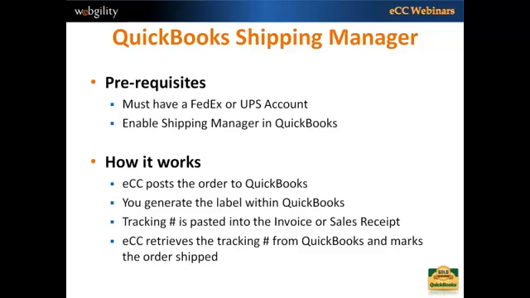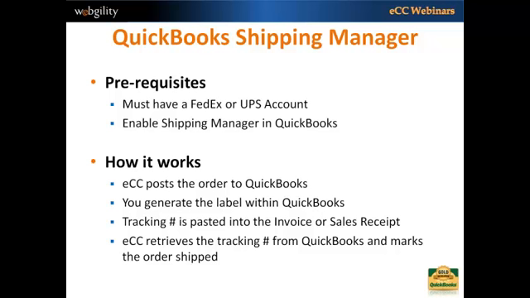So the way that it works, since the shipping is generated from within QuickBooks, the first step is that eCC posts the order into QuickBooks. Now, as the second step, you generate the label from within QuickBooks. Once the label is generated, the tracking number gets pasted into the invoice or the sales receipt in QuickBooks. Once the tracking number is generated, eCC has a button called Retrieve Tracking ID, which will pull the tracking number from within your QuickBooks company file.